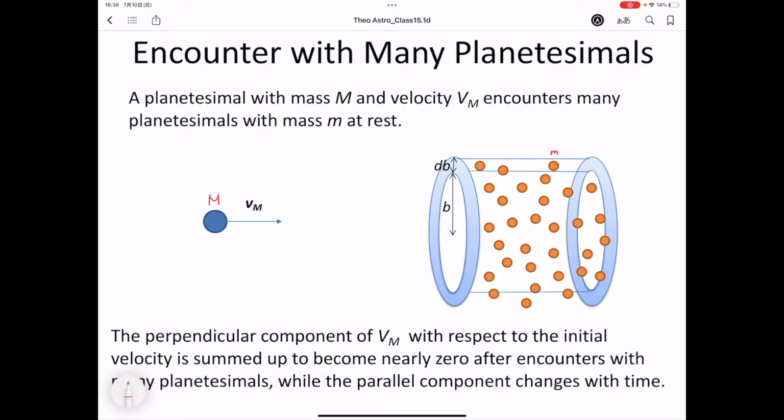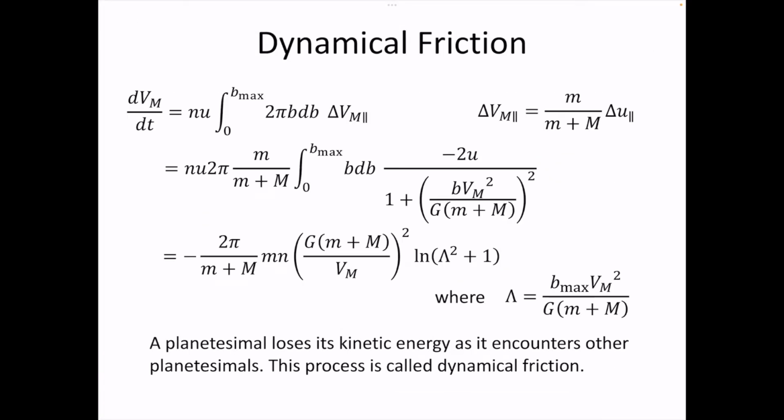So the initial relative velocity is expressed as v sub m. The perpendicular component of v sub m with respect to the initial velocity sums up to nearly 0 after encounters with many planetesimals, sometimes moving up and sometimes moving down. On average, we expect it to become 0, while the parallel component changes with time. Then we'd like to sum up the contribution of each encounter with the planetesimals.